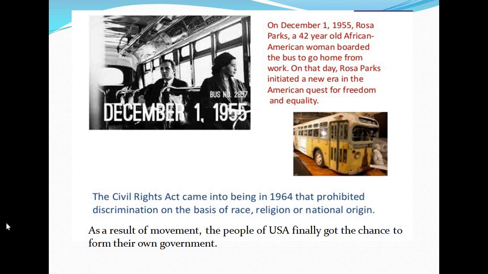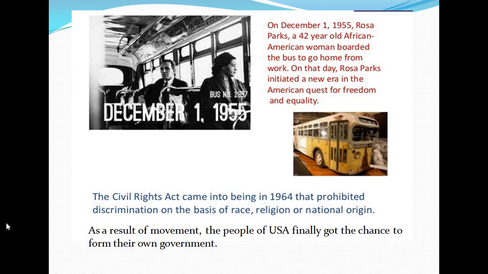Now, what happened was that an American person came and told her to give her seat to him, and she refused to give her seat. From there the movement started, and it was known as the Civil Rights Movement. The Civil Rights Act came into being in 1964, which prohibited discrimination on the basis of race, religion, or national origin. As a result of the movement, the people of USA finally got the chance to form their own government.